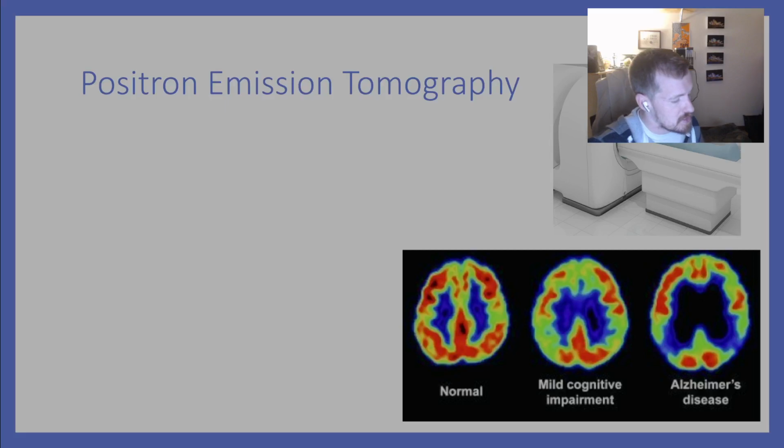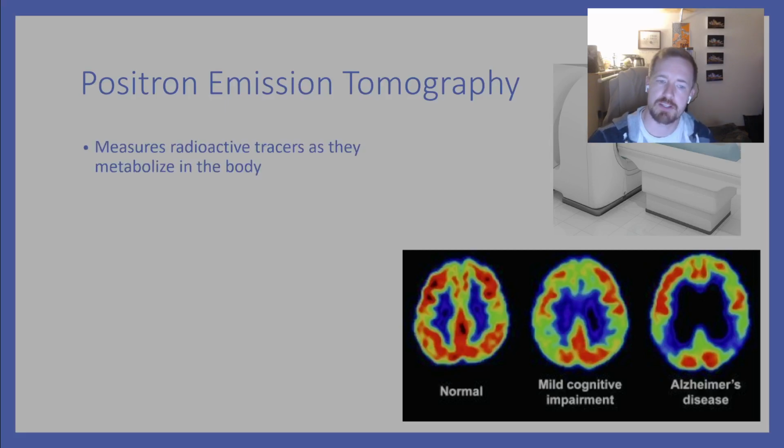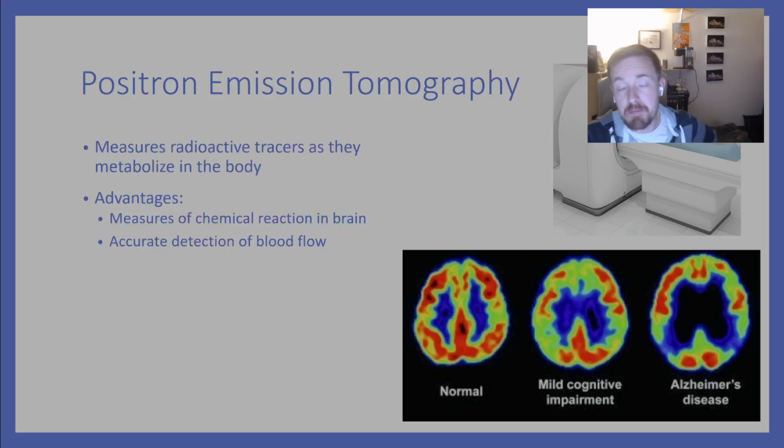Let's talk about PET, positron emission tomography. Positron emission tomography is the most expensive of the techniques that we're discussing today, and it is whenever somebody uses a cyclotron to create a radioactive tracer. Very expensive, by the way, because there are only a few of these things on the eastern seacoast.